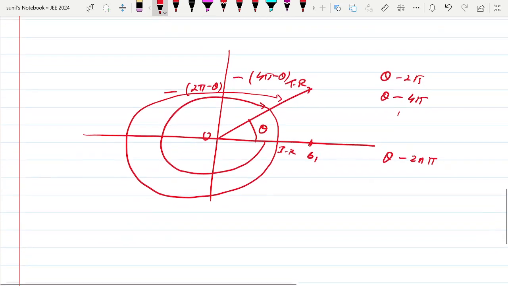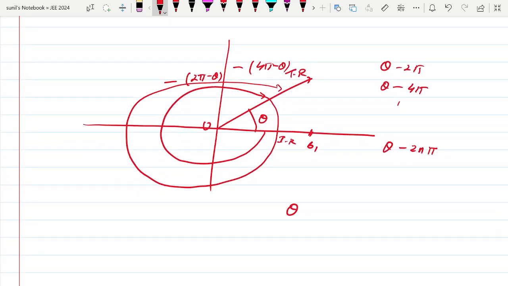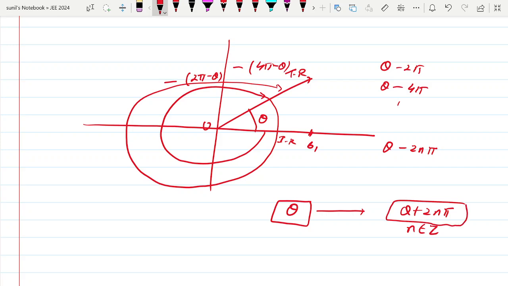So in general I can say that for a particular angle theta, we can write infinite coterminal angles by using the expression theta plus 2n pi, and this n is any integer and can be positive as well as negative. So for a particular angle we have infinitely many coterminal angles. By this expression we can write all the infinite coterminal angles.